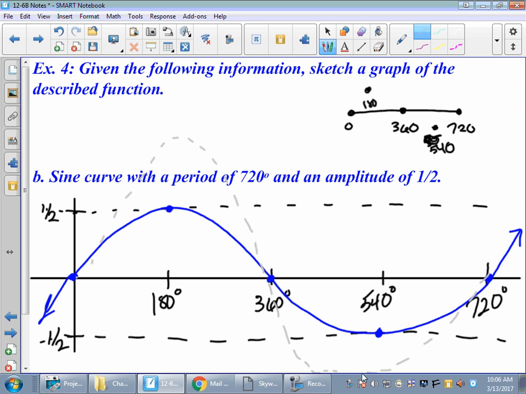Oh, I lied. I went too far. Let's try that again. We're going to peak up here. I'm going to go through 180, and then we go down below and end at 360.